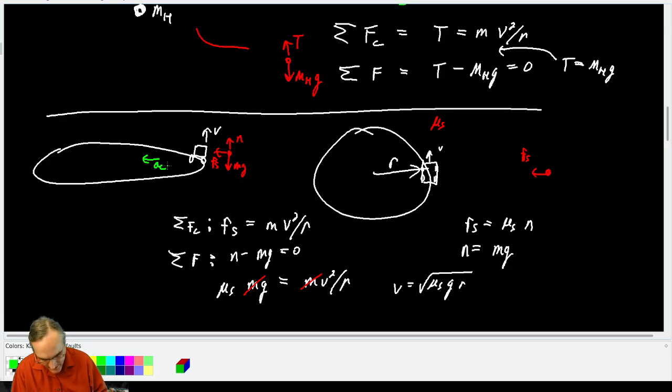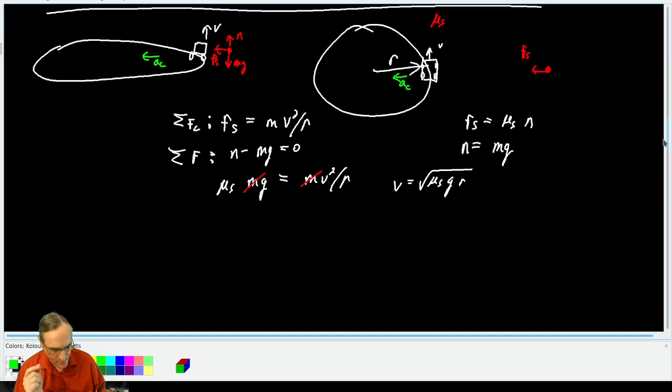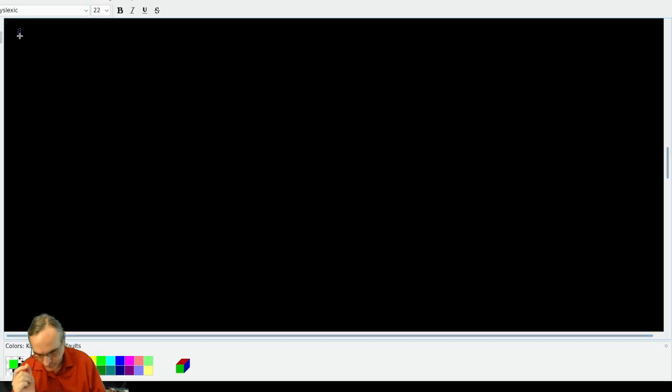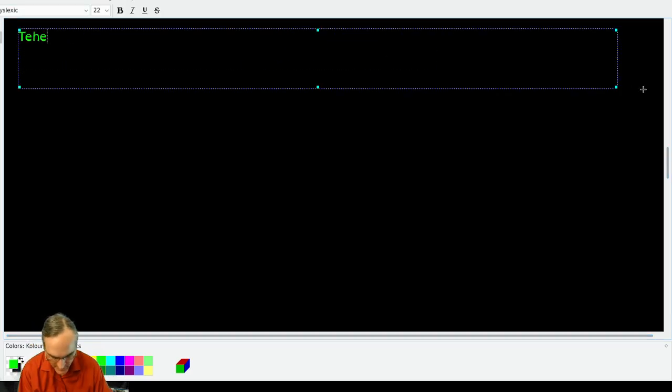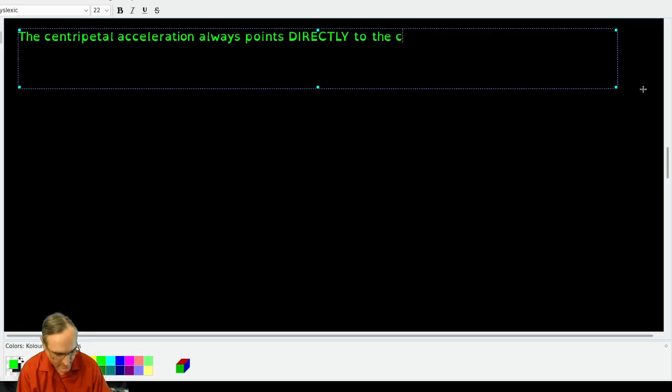The centripetal acceleration always points directly towards the center of the circle that the object is tracing out. And that's where we're going to focus our thinking for a moment here. So the centripetal acceleration always points directly to the center of the circle our object is following.